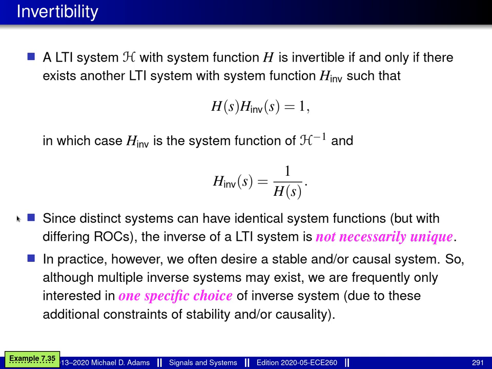Since distinct systems can have identical system functions but with differing regions of convergence, the inverse of an LTI system is not necessarily unique. In practice, however, we often desire a stable and/or causal system, so although multiple inverse systems may exist, we are frequently only interested in one specific choice of inverse system, due to these additional constraints of stability and/or causality.